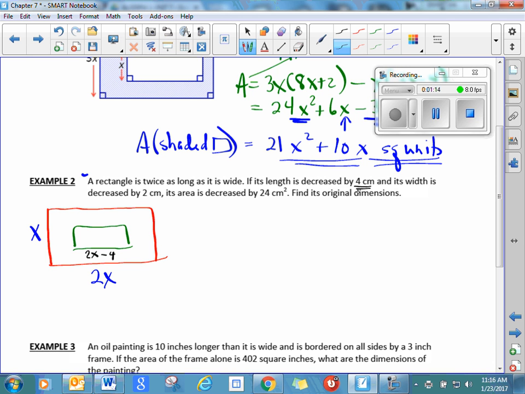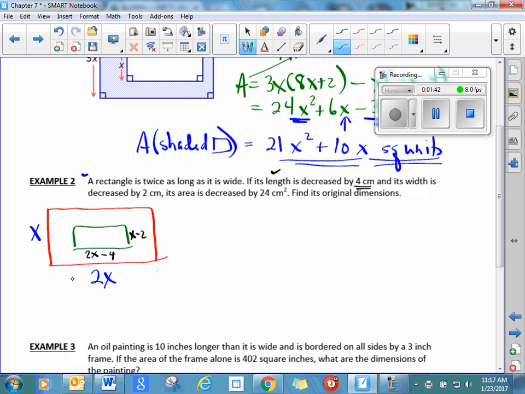And it also tells us that the width is decreasing as well by 2. So x minus 2 is the width after you decrease it. So it's really important that you understand this particular concept to be able to go forward with many of these problems. So that takes care of that second sentence. And now they're asking us to find the original dimension. So that's the red rectangle. What is the length and what is the width?